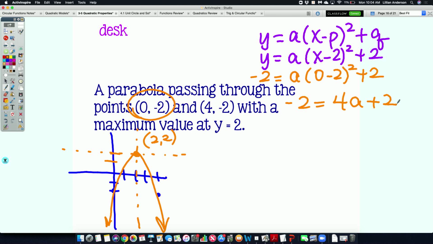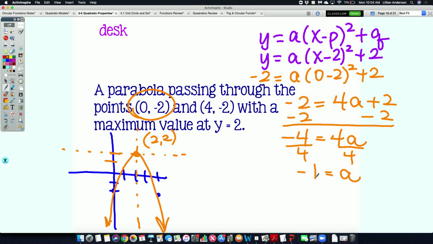How do I solve for a? Subtract 2. What's that? Negative 4 equals 4a, and when you divide by 4, a equals negative 1. So my equation in vertex form is y equals negative 1, which you don't have to put the negative 1, but I'm putting it, times (x minus 2) squared plus 2.